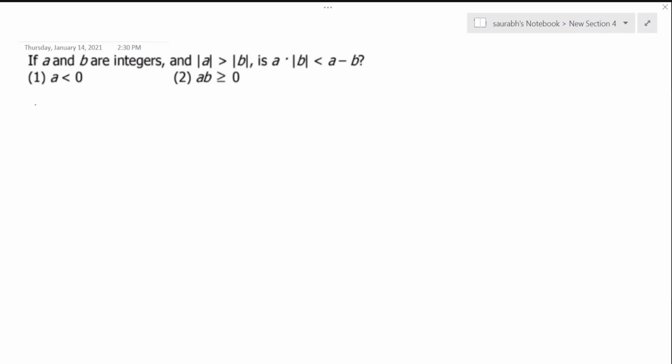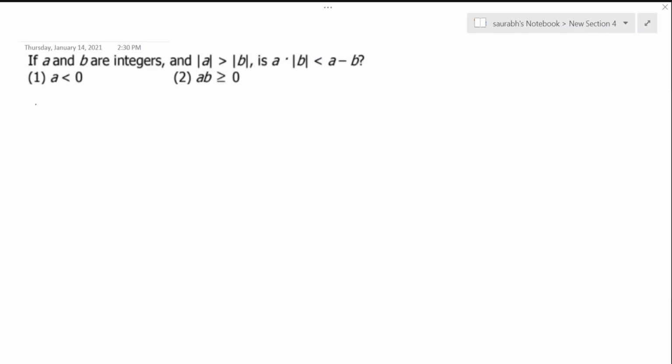So today I am back with another very tricky question as far as your GMAT is concerned. In this particular question, you will have to consider many scenarios, which is sometimes difficult when you actually attempt the test. So let's see how it goes. The question is, if A and B are integers, and absolute value of A is greater than absolute value of B, is A times absolute value of B less than A minus B?